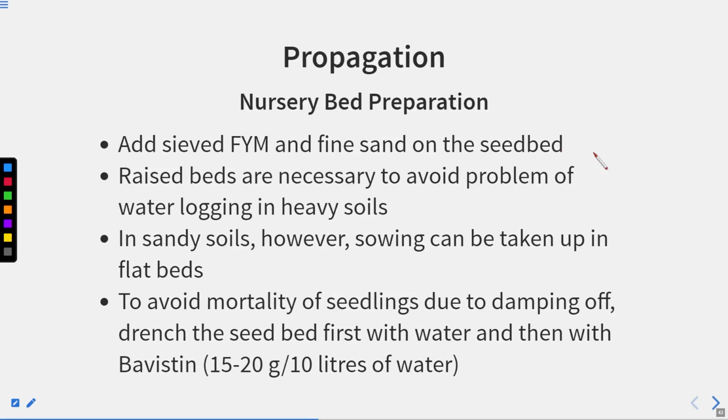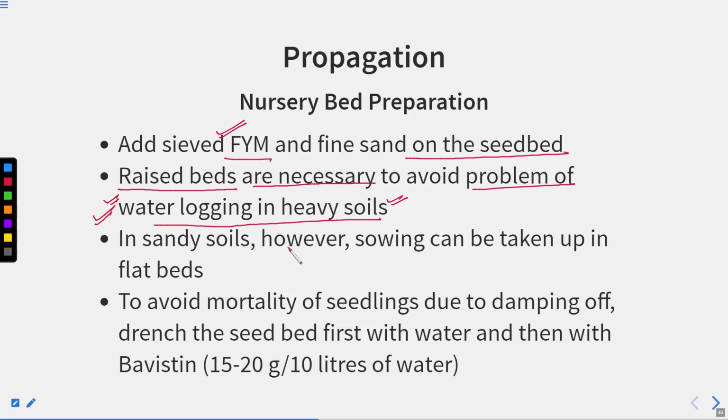Now, add sieved farmyard manure and fine sand on the seed bed. So, this is the way you prepare the seed bed, right? Raised beds are necessary to avoid problems of waterlogging in heavy soil. The beds that are prepared should be at a height, and that is called raised beds, which is very necessary to avoid the problems of waterlogging. So, this is done at nursery bed preparation.